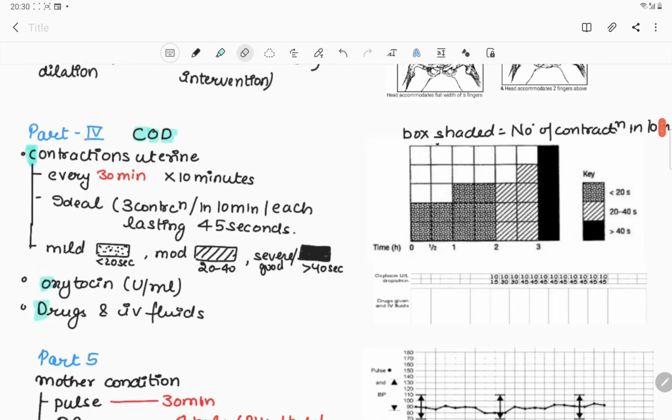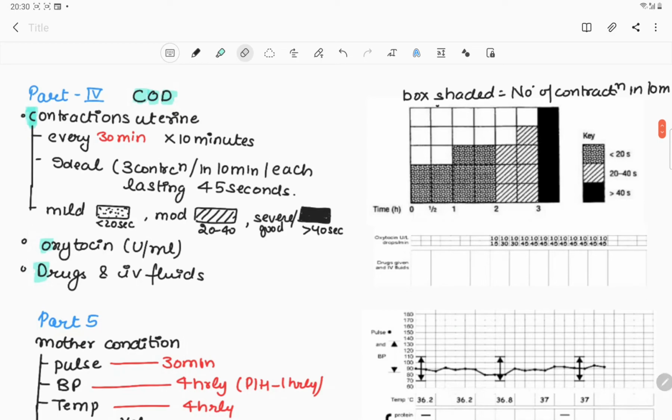Then part 4 can be remembered by COD, that is uterine contractions. C is for contractions of uterus. In this picture, they are recorded every 30 minutes till 10 minutes. And ideal contractions are 3 contractions in 10 minutes, each lasting for more than 40 or 45 seconds. Mild contractions are said to be less than 20 seconds, and this is filled with dots. And moderate are partially shaded, which are 20 to 40 seconds. And severe or good contractions are more than 40 seconds and are fully shaded.